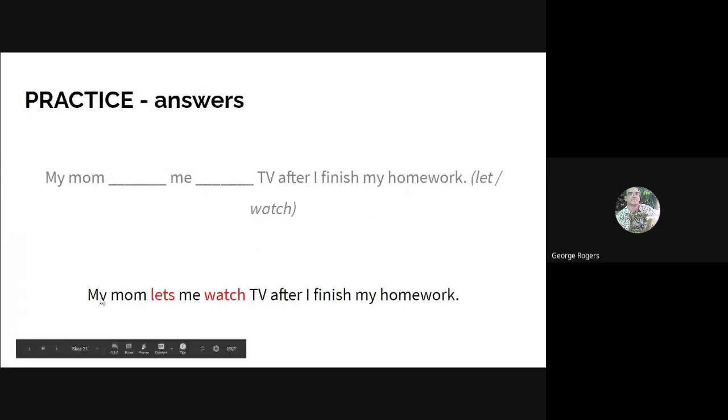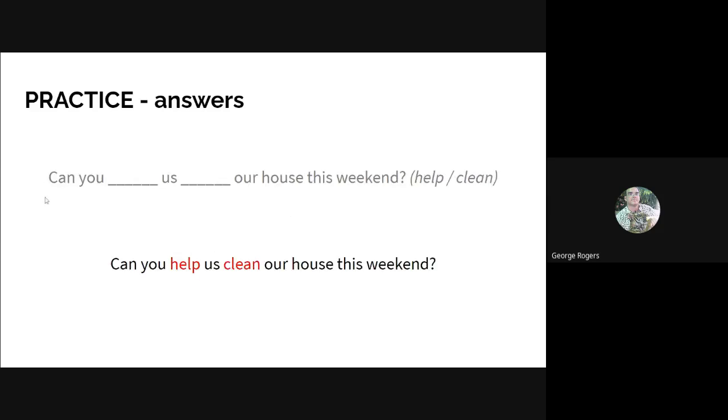The first one. My mother lets me watch TV after I finish my homework. Again, you had to add the S, we had let, you needed to know to add the S to get it completely right. Okay. Next one. Can you help us clean our house this weekend? So again, they were not in the past, so you're just using them directly as written. No additions there. Can you help us clean our house this weekend? Next one.